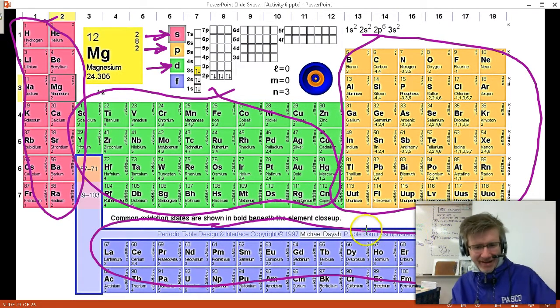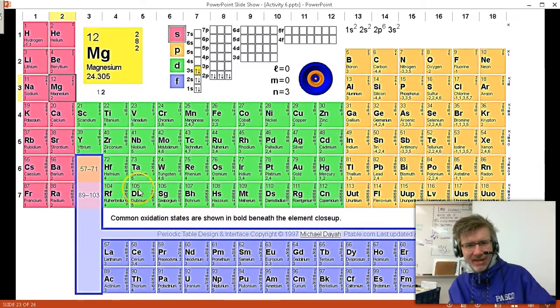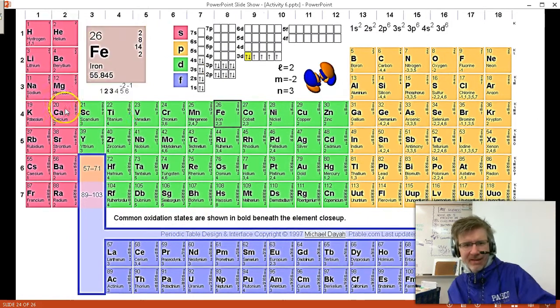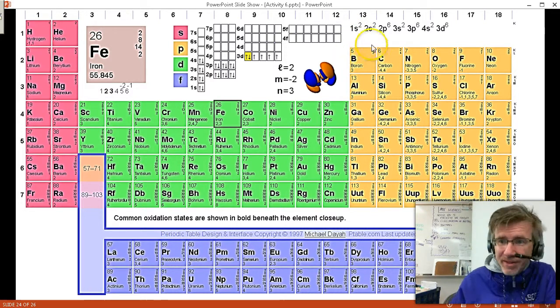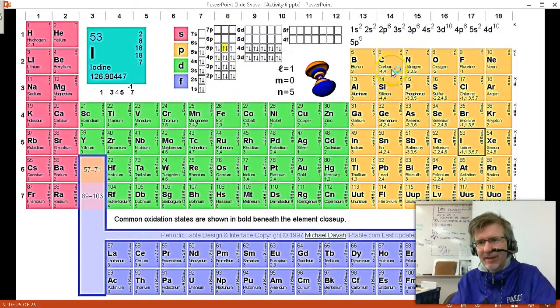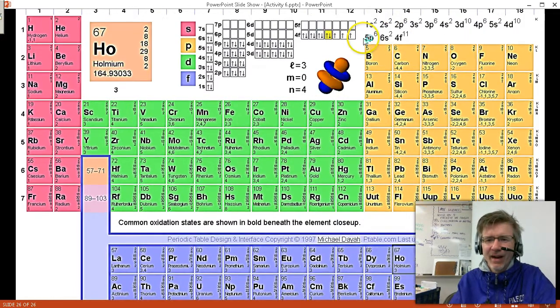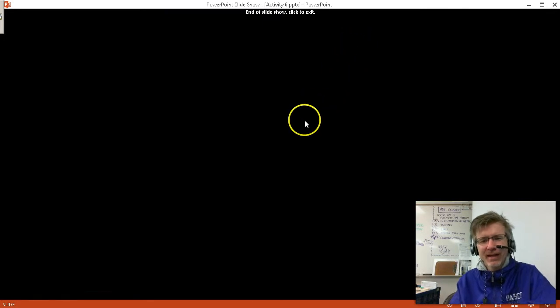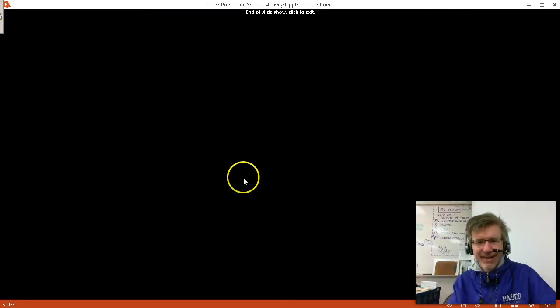All right, and then real quick, let's just look at, so that's magnesium. Here's magnesium. Then here's iron. Look at how iron goes: 1s2, 2s2, 2p6, 3s2, 3p6, 4s2, 3d6. It's almost like the street address for electrons of an atom. Pretty cool. All right, so that's all we wanted to talk about today. Thanks for paying attention. Have a great day.